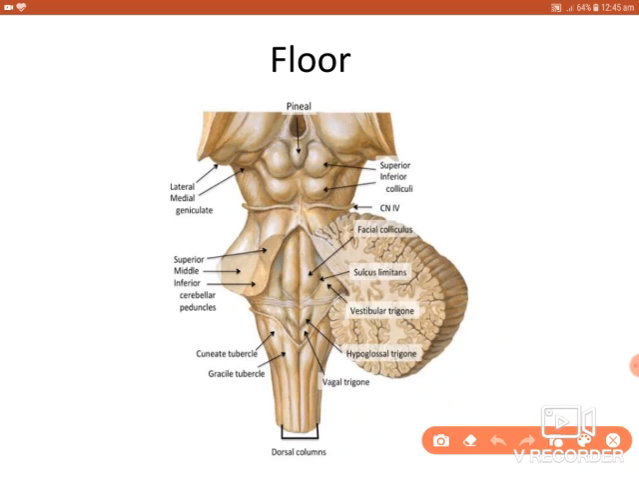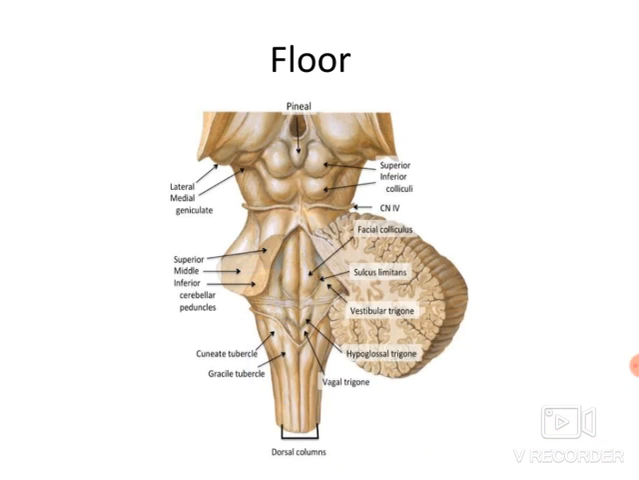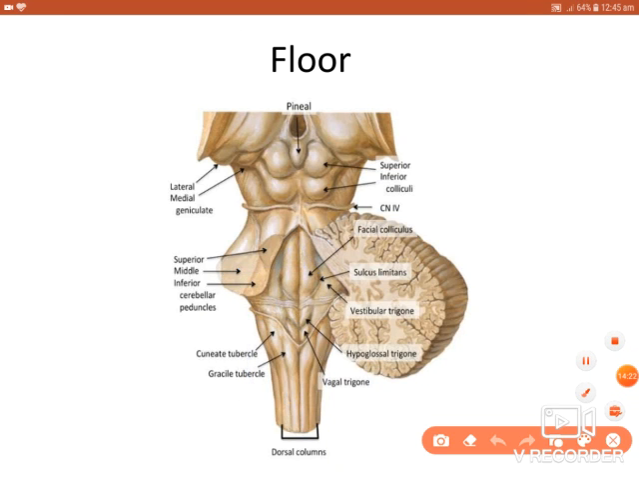Then in this figure, you can see this is the dorsal aspect of the medulla. This is the closed part of the medulla. Here there is the open part of the medulla. This is the pons. This pons and this upper part, the open part of the medulla, form the floor of the fourth ventricle. Here I am seeing the floor of the fourth ventricle.